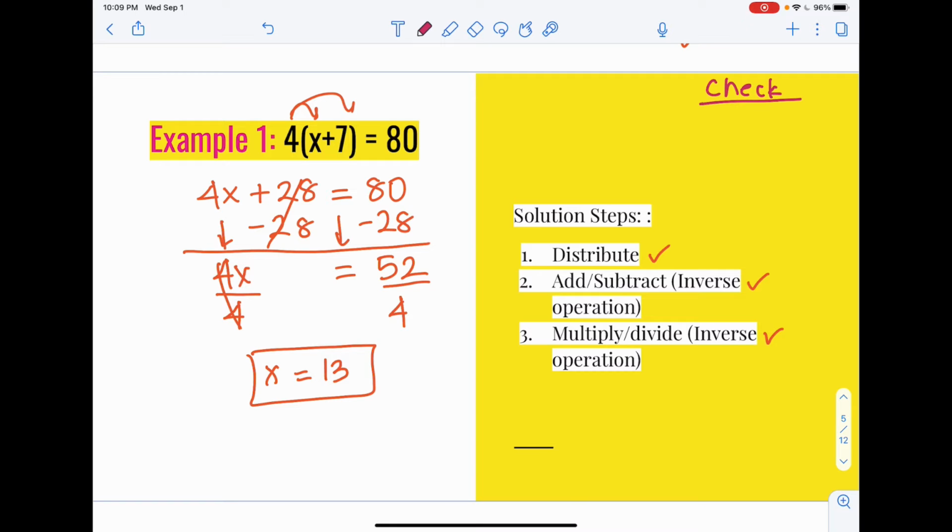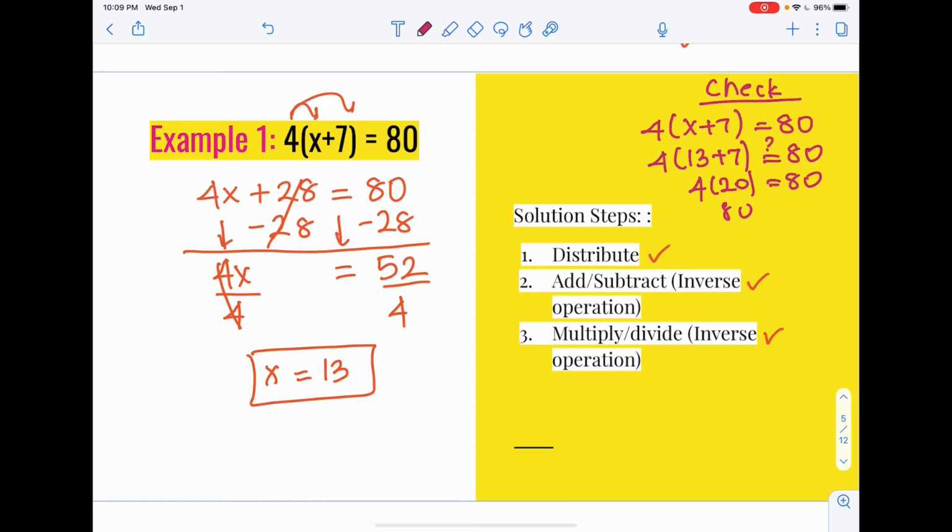Let's write the original equation. 4 times x plus 7 is equal to 80. And let's substitute 13 for x. We're checking if both sides of the equation are the same in numerical value. Four times 20 will be 80. And yes, so we got this question right. 13 is the solution for the equation 4 times x plus 7 is equal to 80.